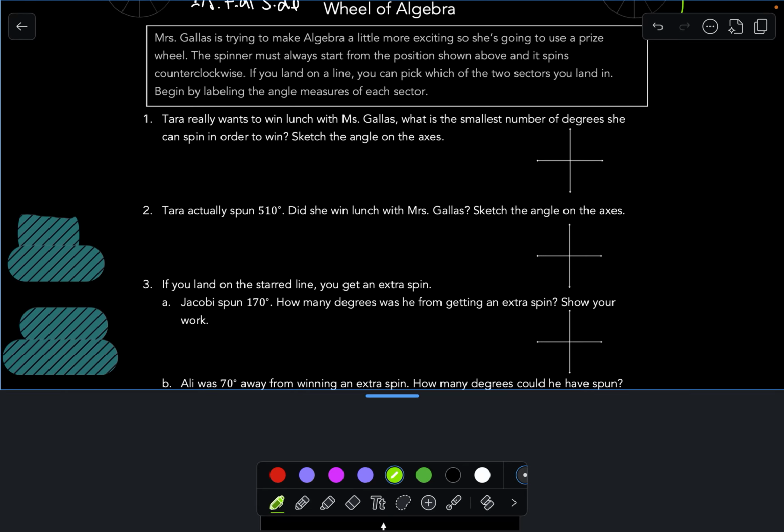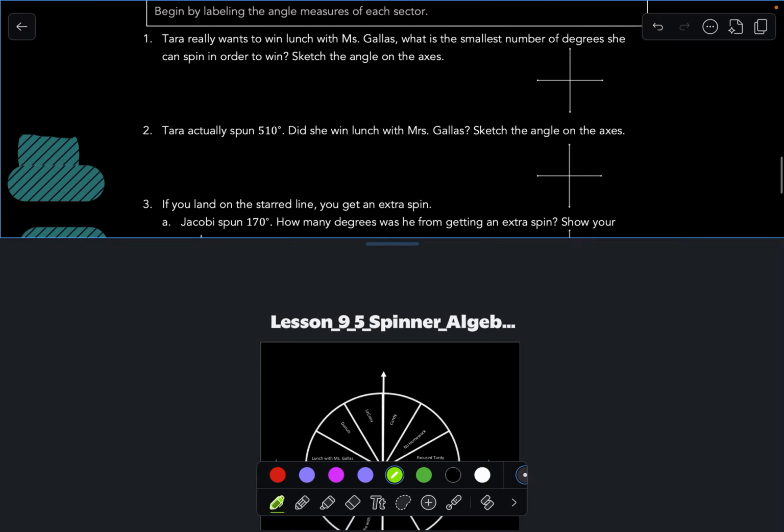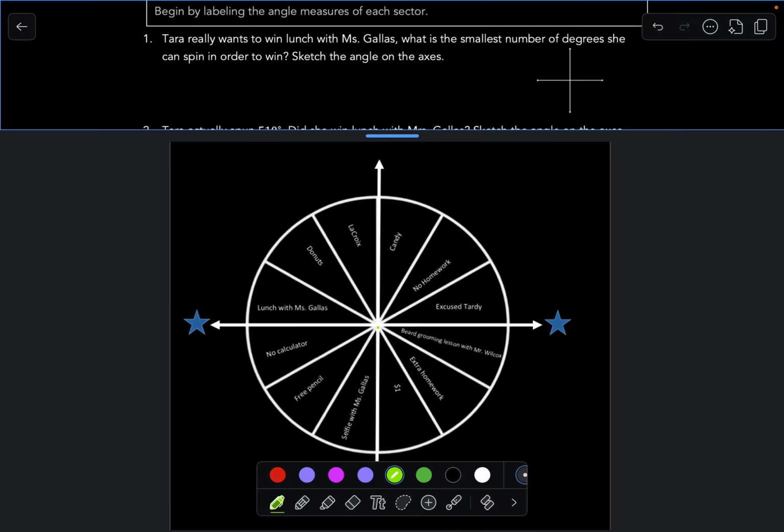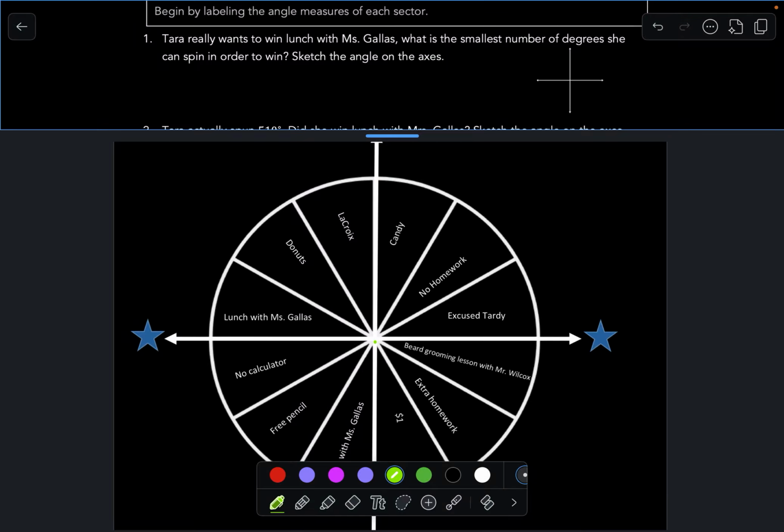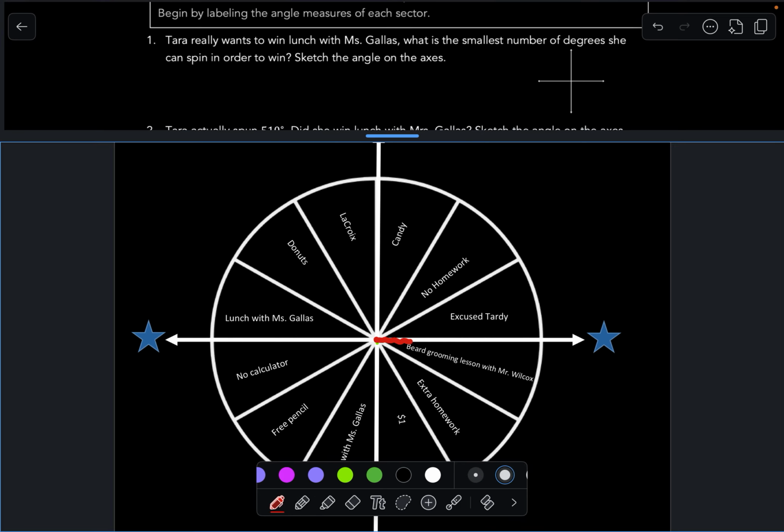Okay, so back to this. So anyway, she's trying to make algebra fun by having a spinner where you can win prizes. Okay, so you kind of need to see the spinner. Well, this is the spinner right there. All right, and you basically are going to start your spinner right here. And we're going to spin it in that direction, counterclockwise.